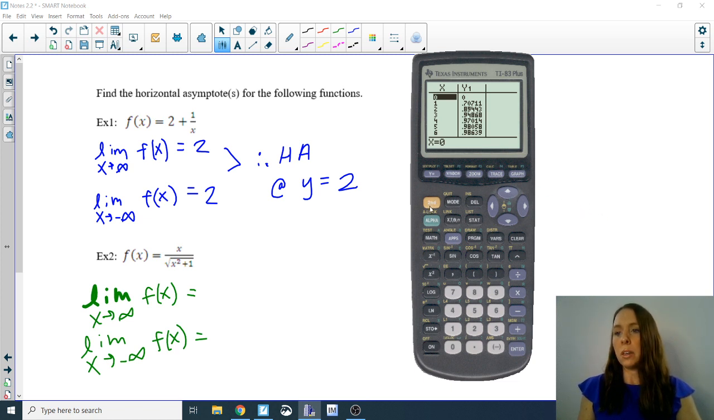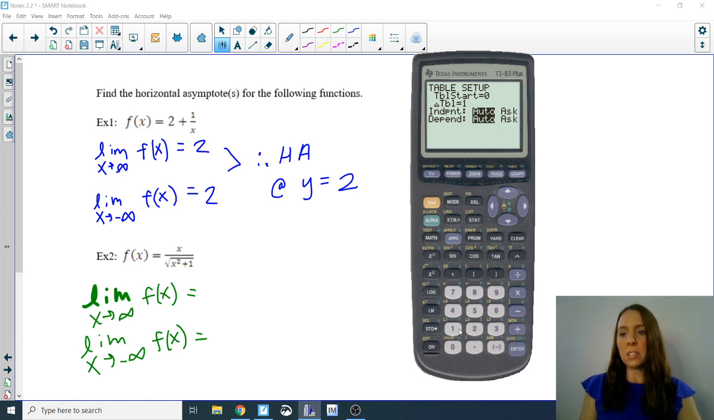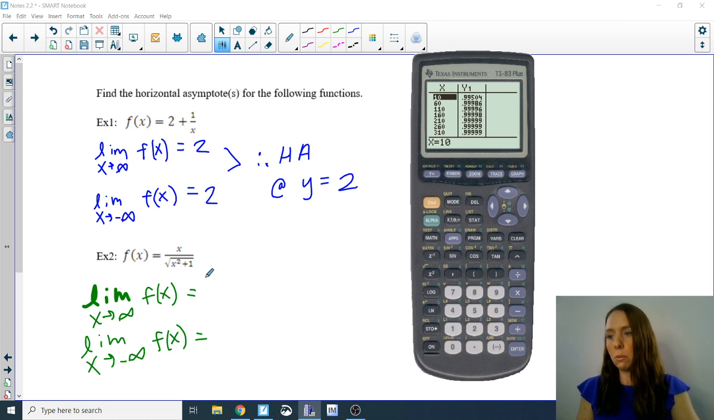But this time, because we want to look at x going to infinity, I'm going to go back to that table setup, which I got to by hitting second and then the window button. And I'm going to say let's start with a table value, or an x coordinate of 10 maybe, and let's go up by 50s. I don't know, I'm just picking numbers. I'm saying here's my starting point, and then I'm going to make it bigger and bigger to see what's going on. And so that's pretty nice. So as my x goes bigger and bigger and bigger, notice that my y is getting closer and closer to what? 1.